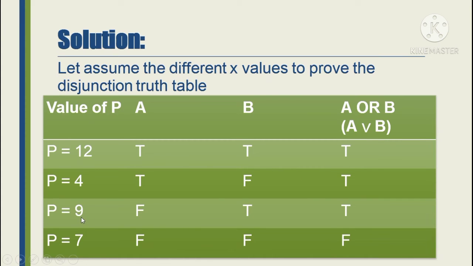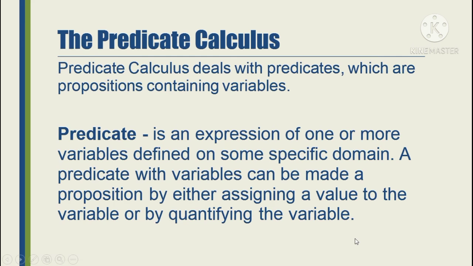Then, si 9 is not divisible by 2. Kaya siya ay false. And sa B naman, siya ay divisible by 3, kaya siya ay true. And naging output niya is true. And for this number, example, P is equal to 7, hindi siya divisible kay 2, kaya siya ay false. And then, dito kay condition B, divisible by 3 dapat. So, si 7 ay hindi divisible by 3, kaya siya ay false. Kaya the answer is false. Okay? Naintindihan po?